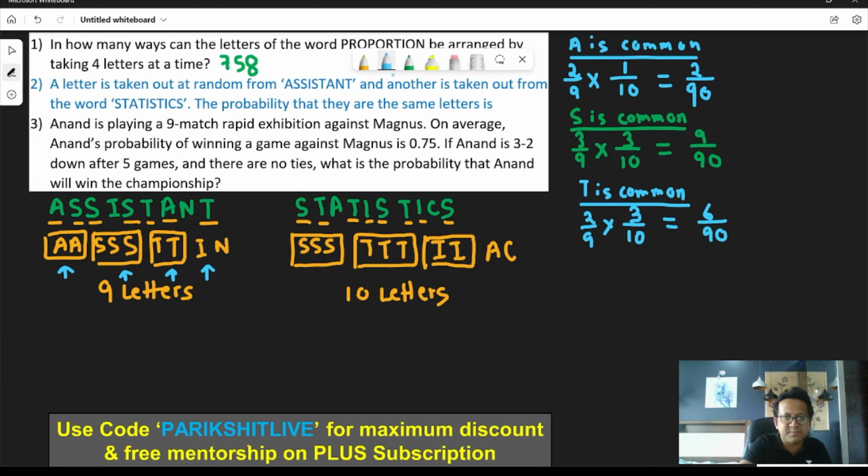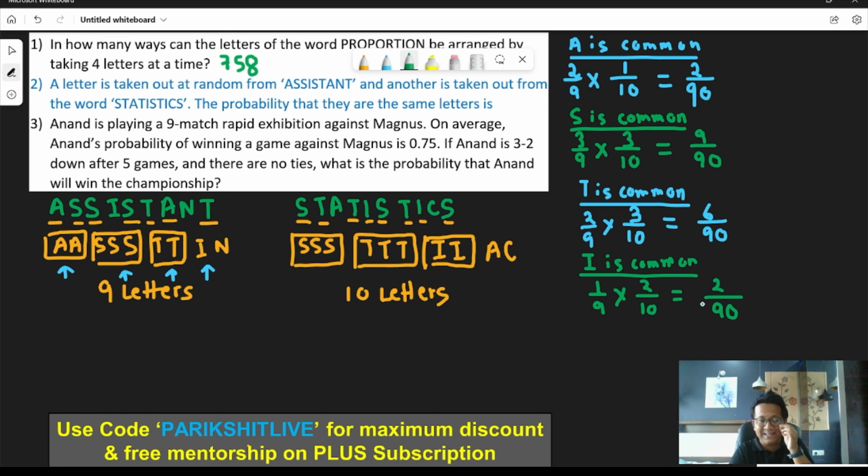And the last possibility of the common letter can be I. If I is common, there are 9 letters in the first word, one of them is I, and there are 10 letters in the second word, 2 of them are I. So the probability is 2 by 90.